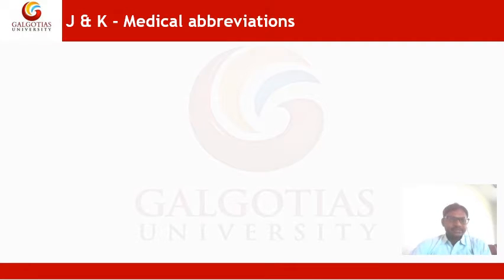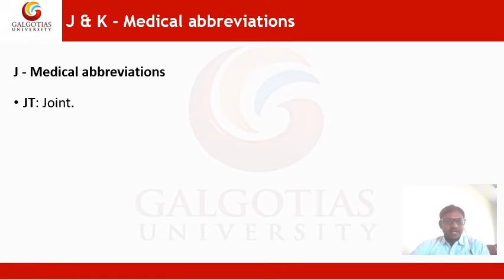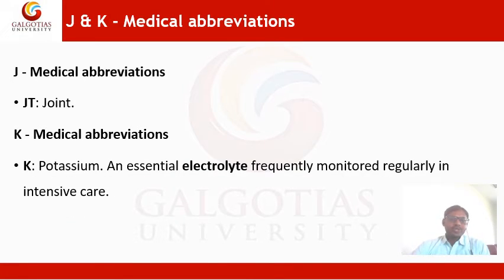My dear students, in this slide we can learn about medical abbreviations related to J and K. The J medical abbreviation, JT. JT means the form is like a joint. Examples of joints: elbow joints, shoulder joints. Next, medical abbreviations related to K. K, potassium. The simple code is K.